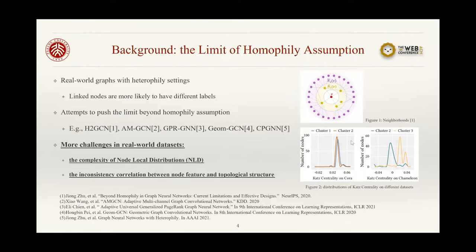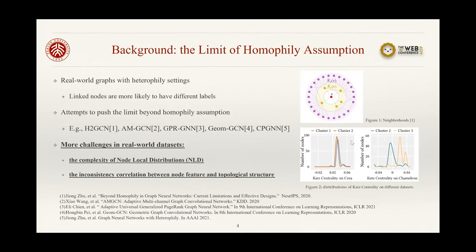Therefore, some recent research papers propose to adapt the graph convolution to extend GNN's expressive power beyond the limit of homophily assumption. These methods improve the expressive power of GNNs by changing the definition of neighborhoods in graph convolutions. For example, H2GCN extends the neighborhoods to higher order neighbors, and AMGCN constructs another neighborhood considering feature similarity.